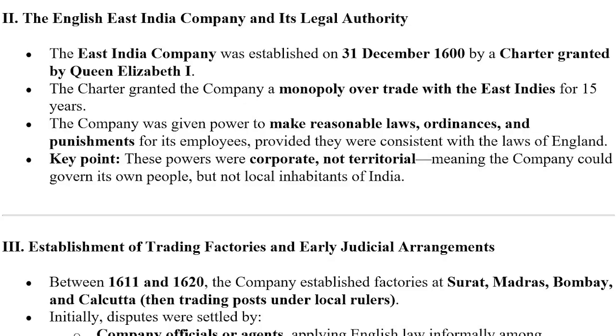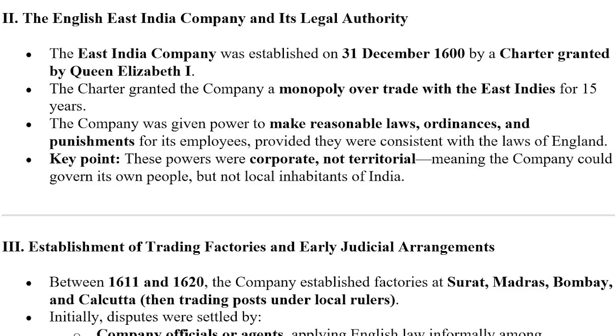The company was given power to make reasonable laws, ordinances and punishments for its employees, provided they were consistent with the laws of England. Key points: these powers were corporate, not territorial, meaning the company could govern its own people but not local inhabitants of India. Third, establishment of trading factories and early judicial arrangements.